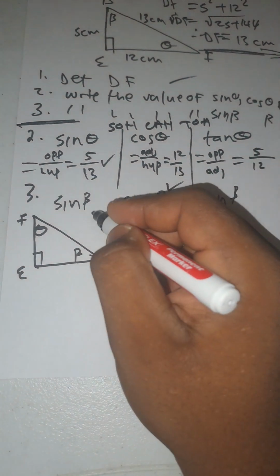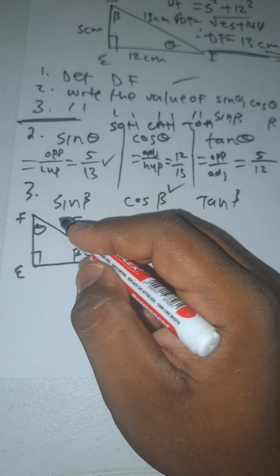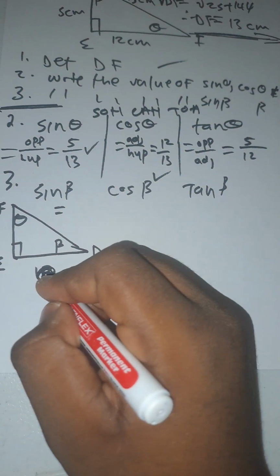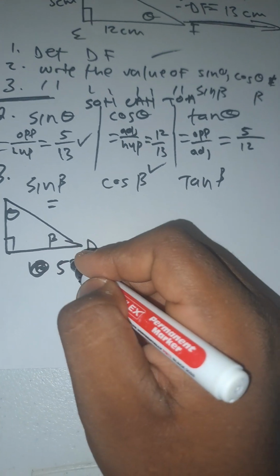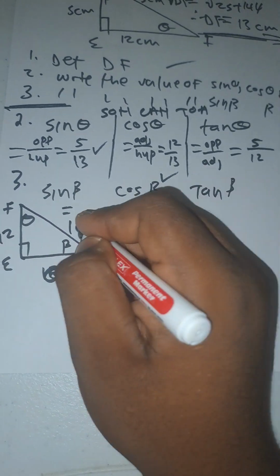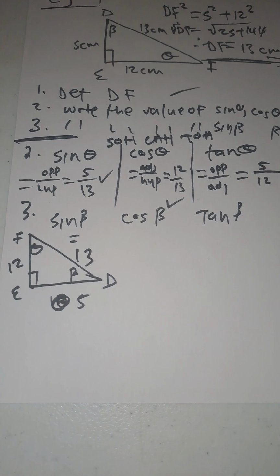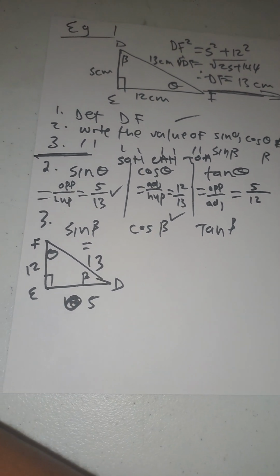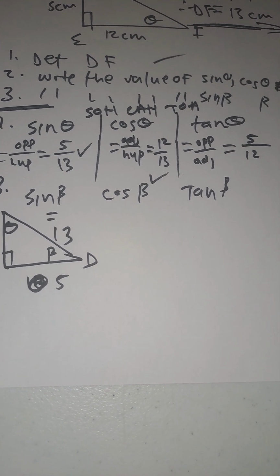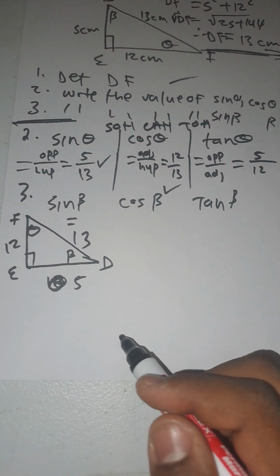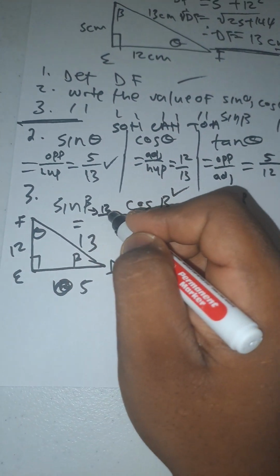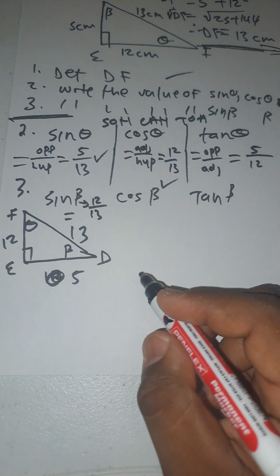The one, sine beta. Sine beta equals what? Opposite over hypotenuse. Let me label here, I have 12. ED, what is ED? ED is 5. And then EF is 12. Then this one doesn't change, it is just 13. Is it fine? So now what do you call sine theta? Sine theta is just opposite over hypotenuse. But now we are dealing with sine beta. So sine beta is going to be opposite, which is 12, over 13. Can you see now the difference?